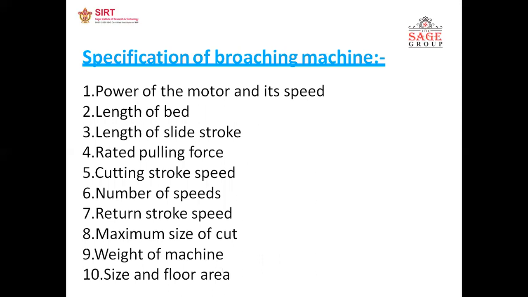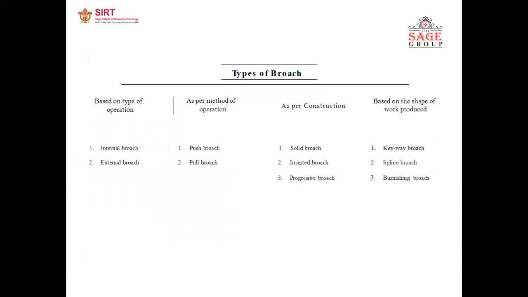These are some specifications of a broaching machine: the power of the motor and its speed, length of bed, length of slide stroke, rated pulling force, cutting stroke speed, number of speeds, return stroke speed, maximum size of part, weight of machine, height, and flow rate.